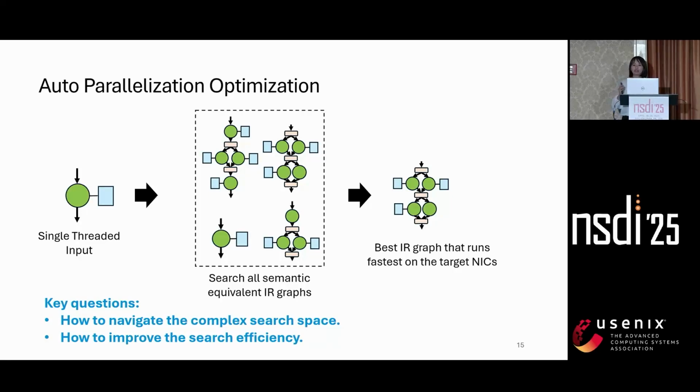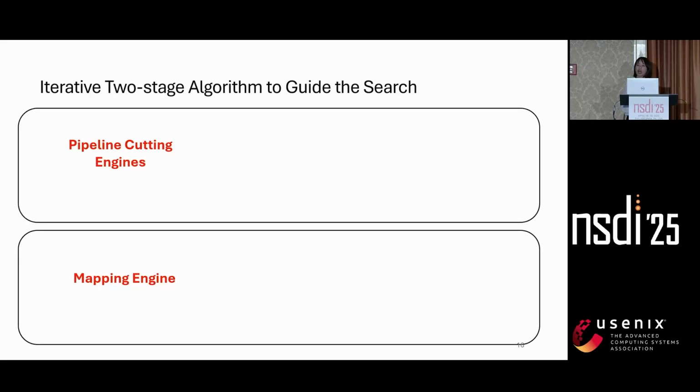When developing this optimizer, there are two key questions to answer. The first one is, how could we develop an algorithm that helps us navigate the entire parallelism search space? And the second question is, how could we improve the search efficiency? So now let's see how we explore the entire search space.